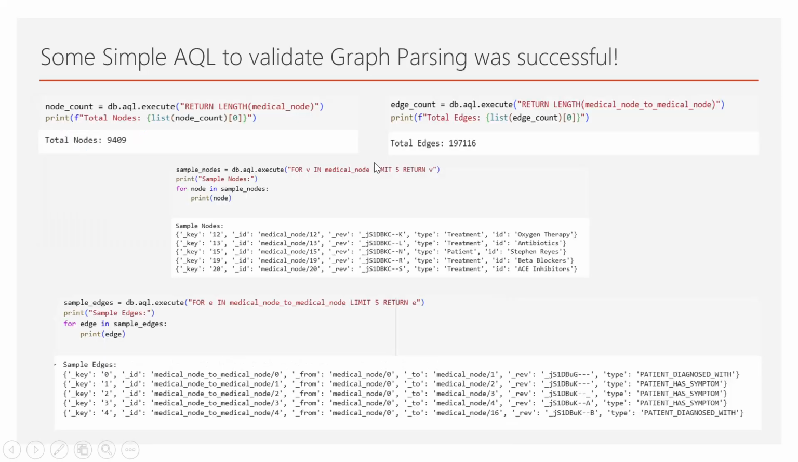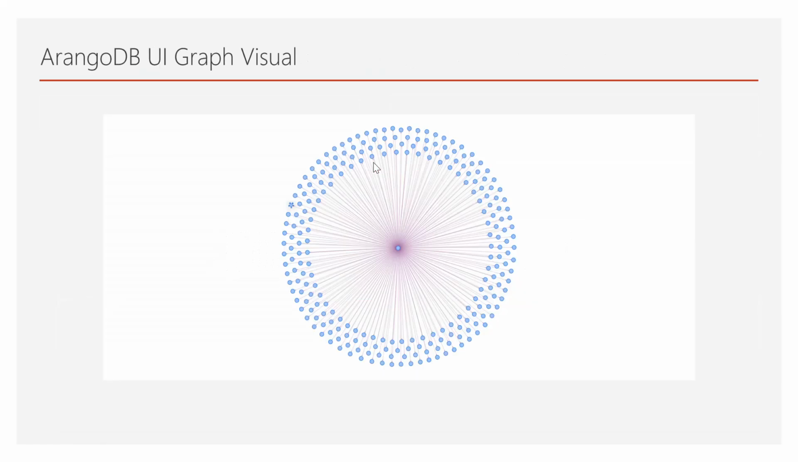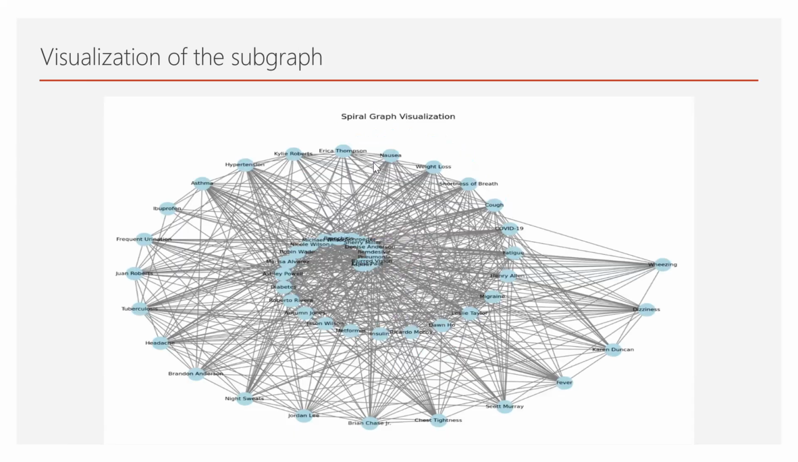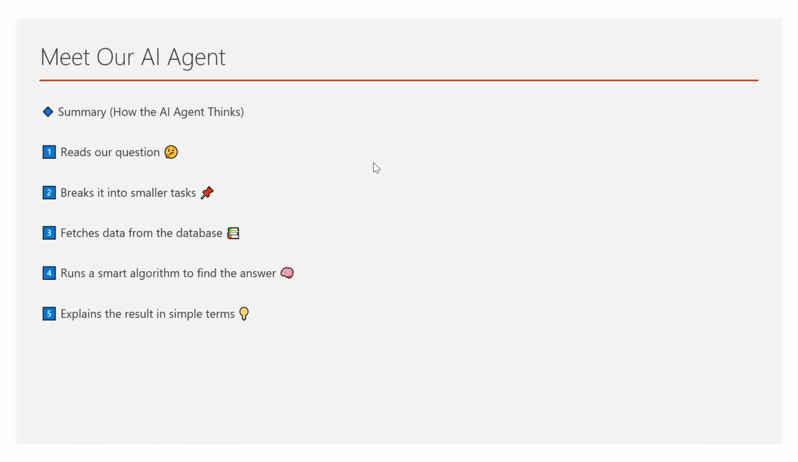After persisting the data, we ran some simple queries to validate that graph parsing was successful. It's there in the Jupyter notebook, you can check for it. It shows the nodes as well as the edges, so you can check the nodes as well as sample edges that are there. This is a small visualization of the entire data set that we have, a visualization of the subgraph and the relationships within the data itself.